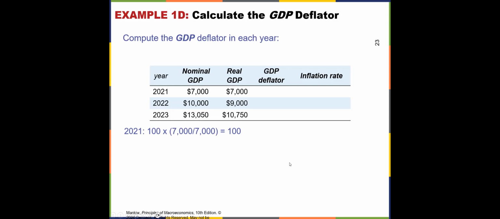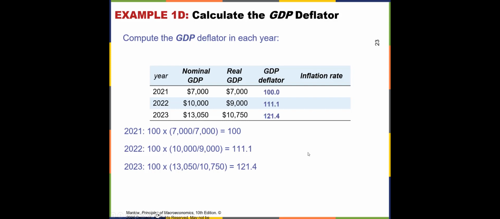Remember that the GDP deflator is 100 times nominal GDP divided by real GDP, and for the base year the GDP deflator is always 100, because for the base year nominal GDP equals real GDP. For 2022 it's going to be different, because nominal GDP is 10,000 divided by real GDP 9,000, times 100, which is 111.1. And for 2023, it's nominal divided by real again, and it's 121.4. These are not percentages, these are just numbers. Now let's use the GDP deflator numbers and calculate the inflation.